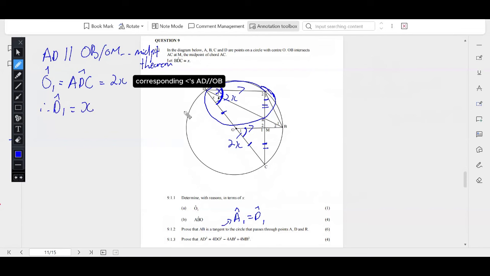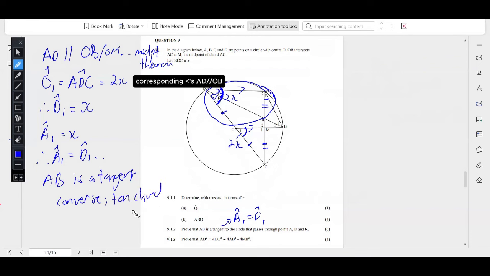But remember from the previous question, we had already proven that A1 is equal to x because of the x in here and that one, the angles on the same segment. But then remember, this is what we were trying to prove. So therefore, A1 is equal to D1, right? Which would then make our AB, so that means AB is a tangent. And our reason is converse tan-chord theorem.